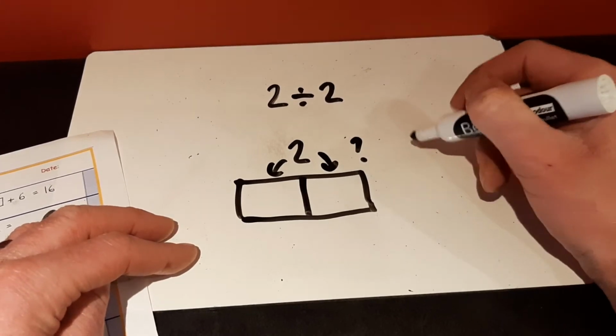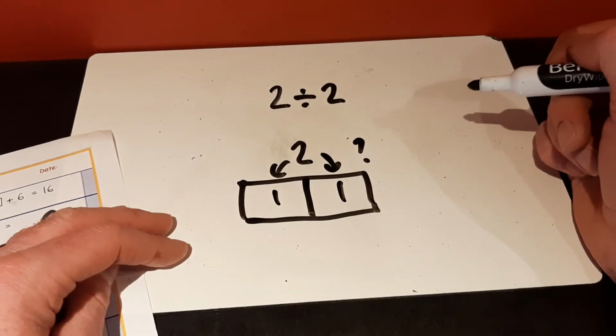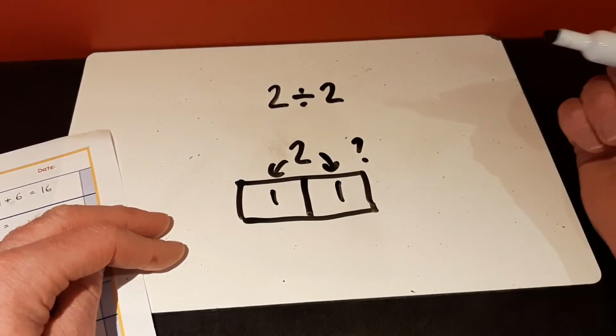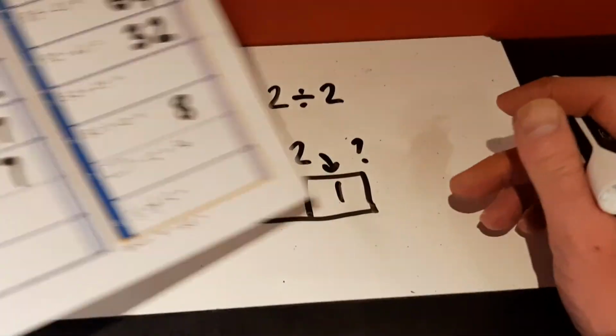The other way of doing it is how many lots of 2 make 2. So either way the answer will be 1. So 2 shared into 2 equal groups would be 1. So there we go.